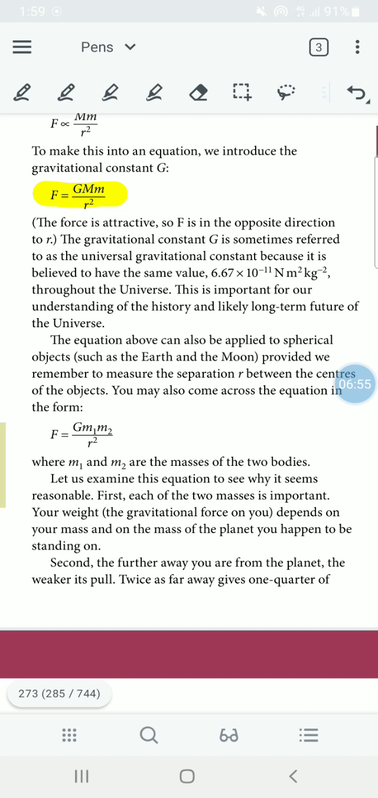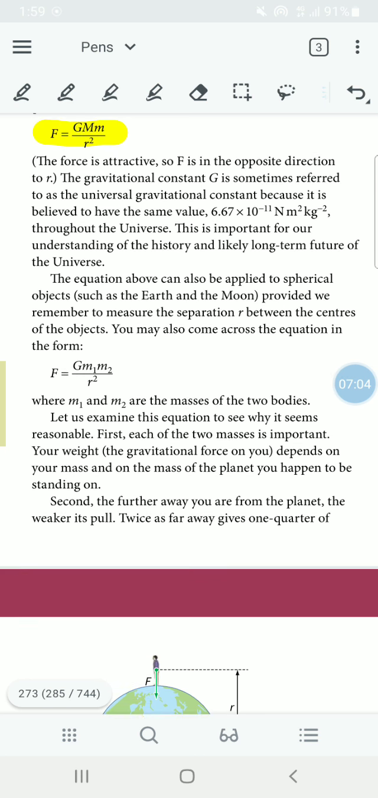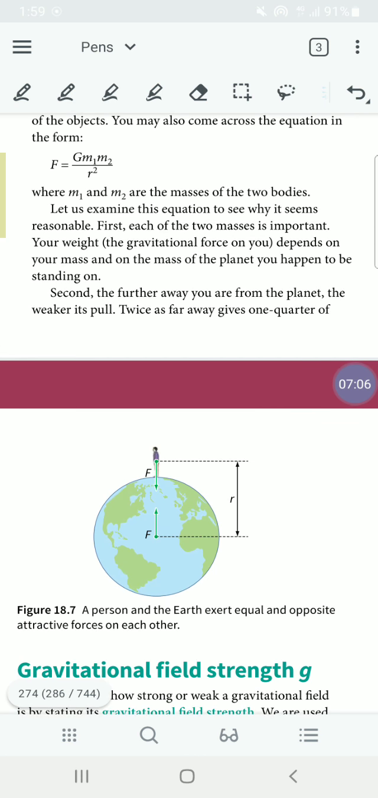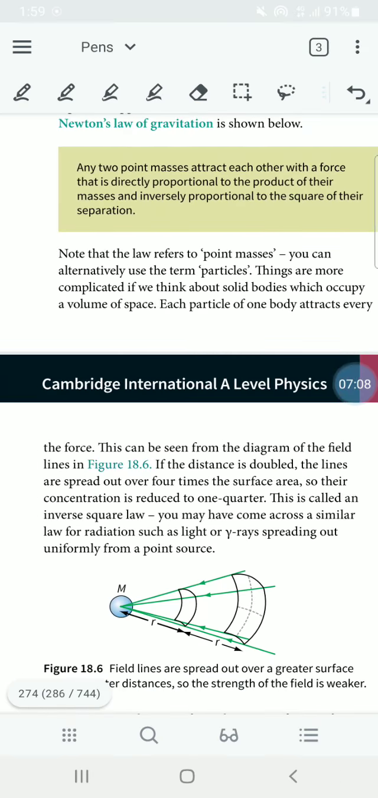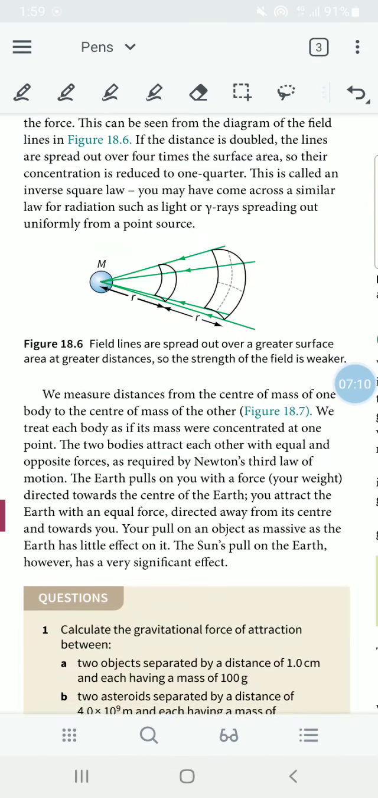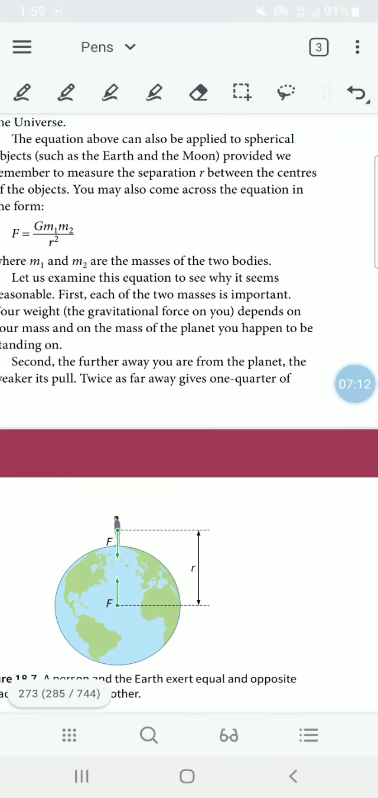Your weight, the gravitational force on you, depends on your mass and on the mass of the planet you happen to be standing on. Second, the further away you are from the planet, the weaker is its pull. Twice as far away gives 1/4 of the force. So let's see what that means specifically.